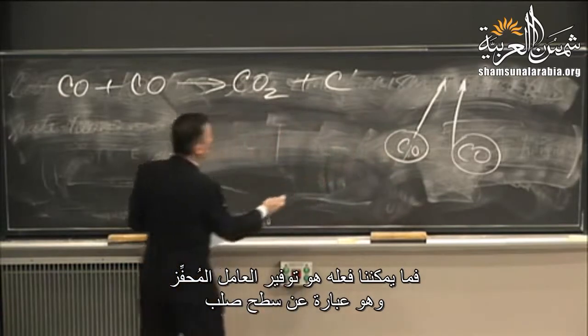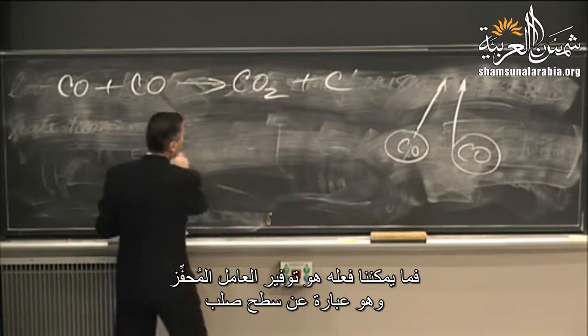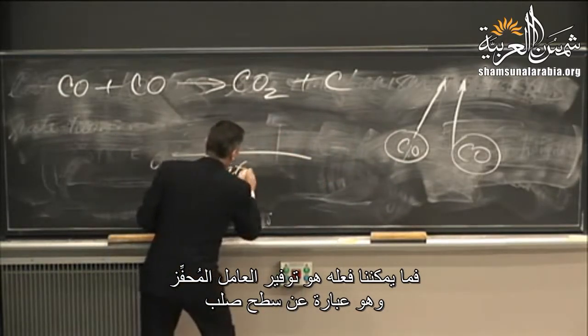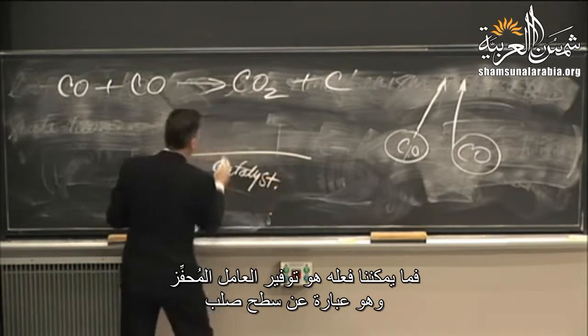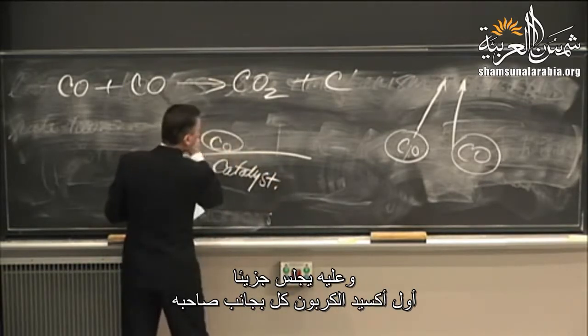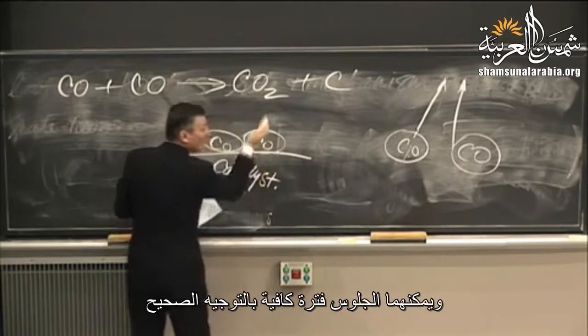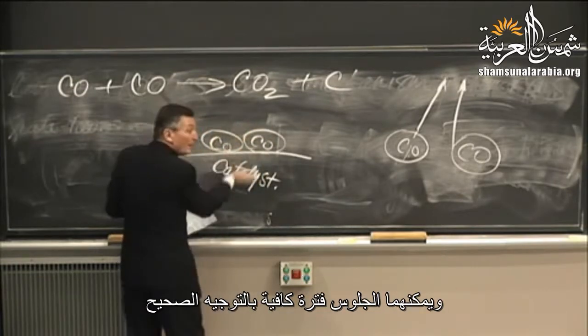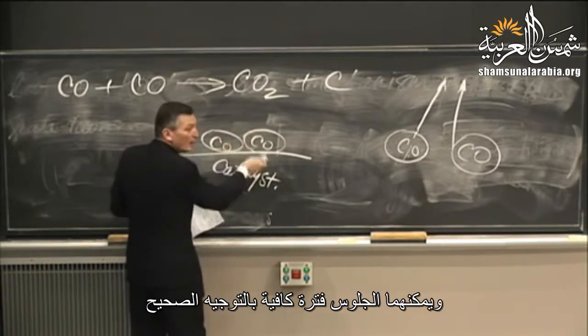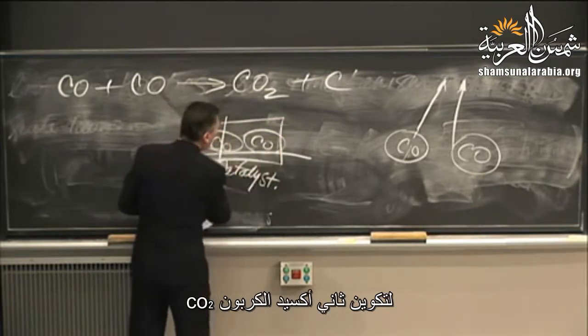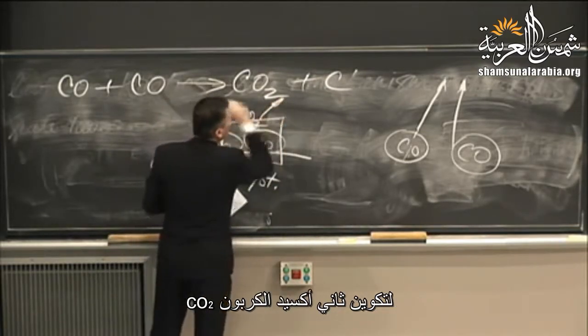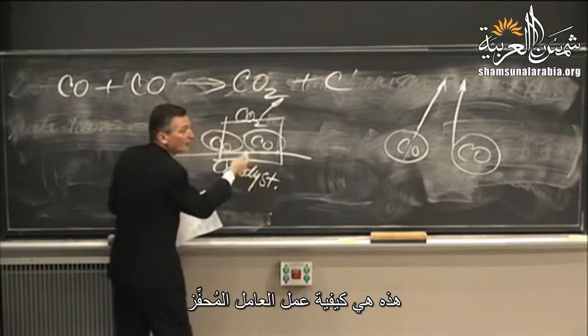So what we do instead is we provide a surface. A surface, this is the catalyst. The catalyst is a solid surface, and the CO sits down next to another CO. They sit down, and now they're in place long enough in the right orientation to then form CO2 and then desorb. So this is how the catalyst assists.